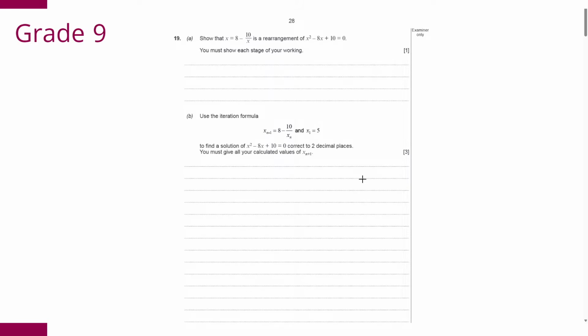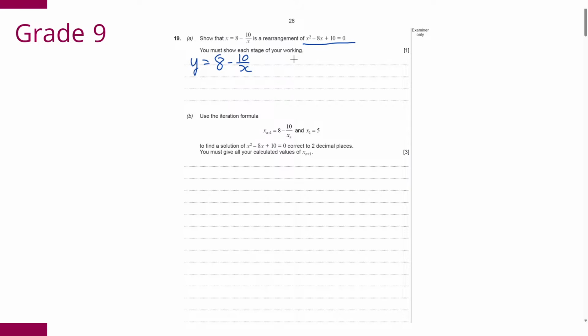Iteration. I don't think iterations come up, so it might be worthwhile doing this question for grade 9. Yeah, it's a perfect amount of stuff. Okay, so I'm just going to write this out again, because on TikTok it's not the clearest to see it. It says show that y equals 8 minus 10 over x is a rearrangement of this. You must show each stage of your working out.